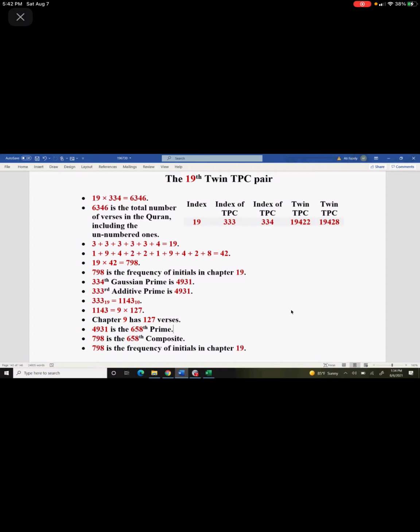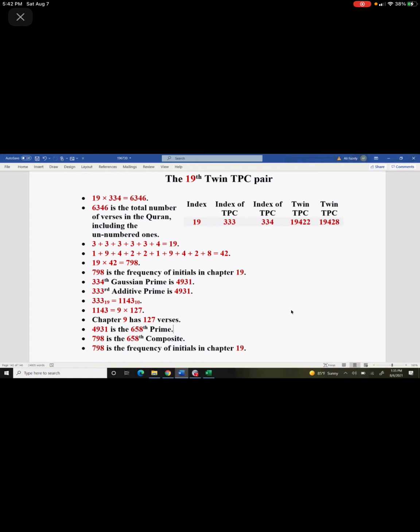I have this little table here, and it says index, the 19th one happens to be 19,422 and 19,428. As you see, those TPCs differ by 6. If you add 6 to the first one, you get another TPC. A TPC, or twin prime companion, is the one that if you add 1 to it and subtract 1, you get two primes, a twin prime.